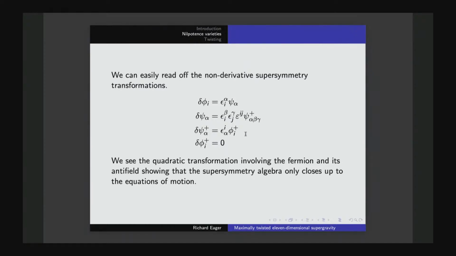And the key point here is that there's a very interesting transformation that relates the supersymmetry variation of a fermion to that of its antifield. This is related to the fact that the supersymmetry algebra only closes up to the equations of motion. And in particular, we recover the fact that this fermion satisfies the Dirac equation, and the scalar satisfies the Klein-Gordon equation.